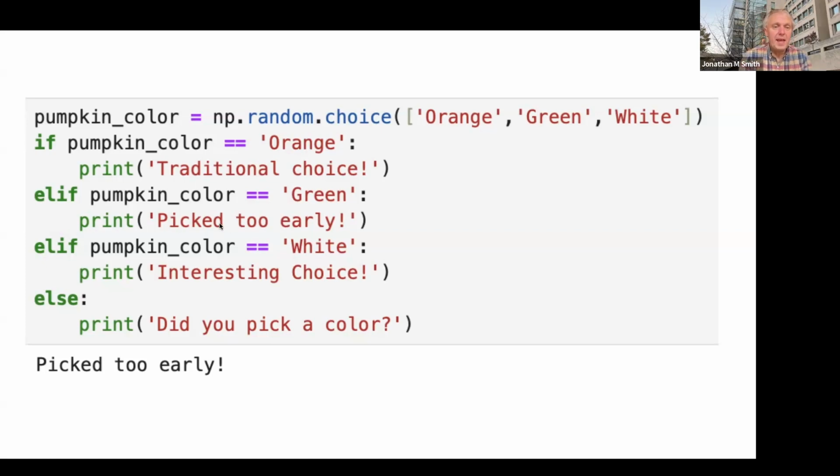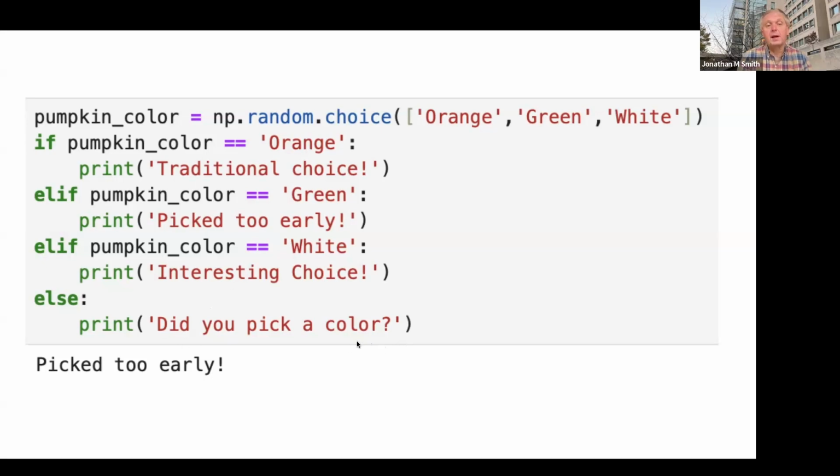Then, not passing either of these tests, it will go to this third statement. This one would be elif white. Here it says interesting choice. And then here we have an else. Note the else doesn't have a condition here. Why does it not? Because else is the backup. It's the remaining choice if nothing else of the other three statements were all false, meaning the equalities here with the double equal were not equivalent.